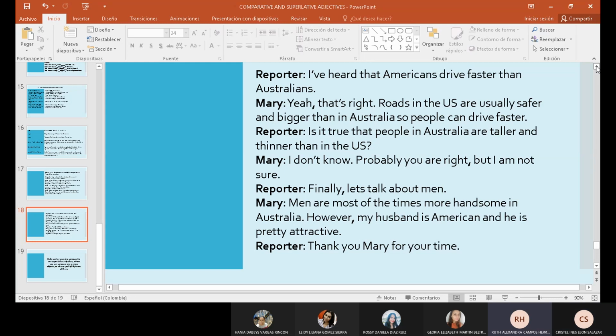I've heard that Americans drive faster than Australians. Yeah, that's right. Roads in the US are usually safer and bigger than in Australia, so people can drive faster. Is it true that people in Australia are taller and thinner than in the US? I don't know. Probably you are right, but I am not sure.